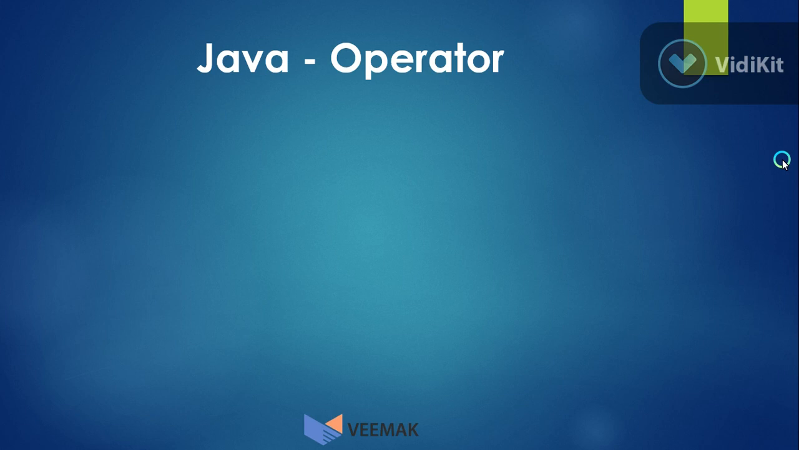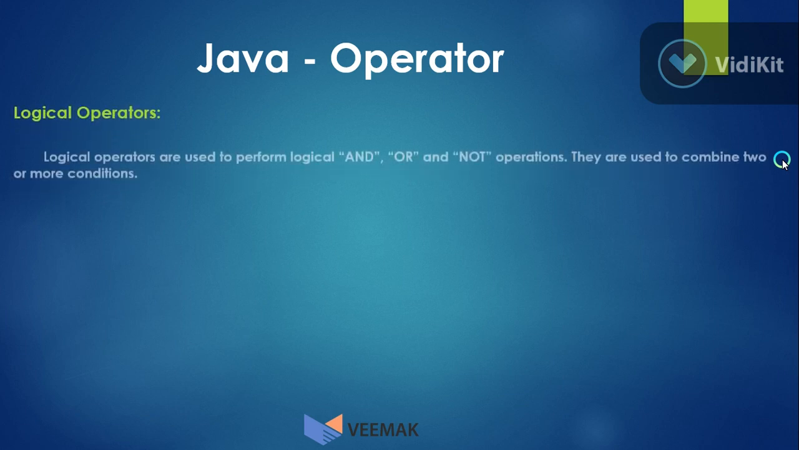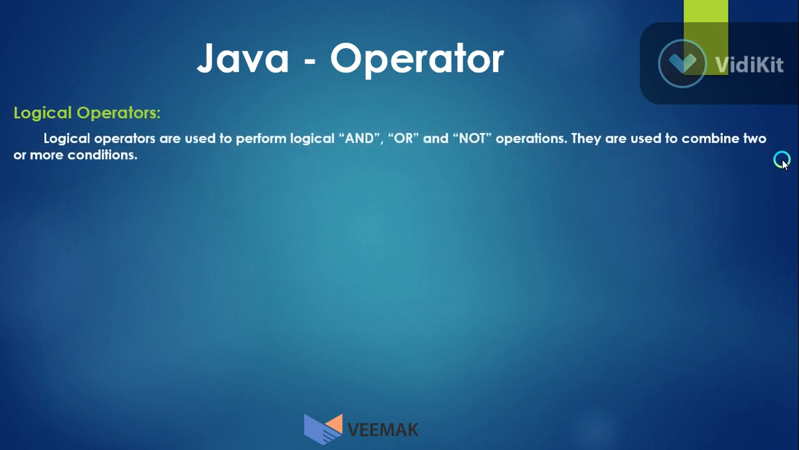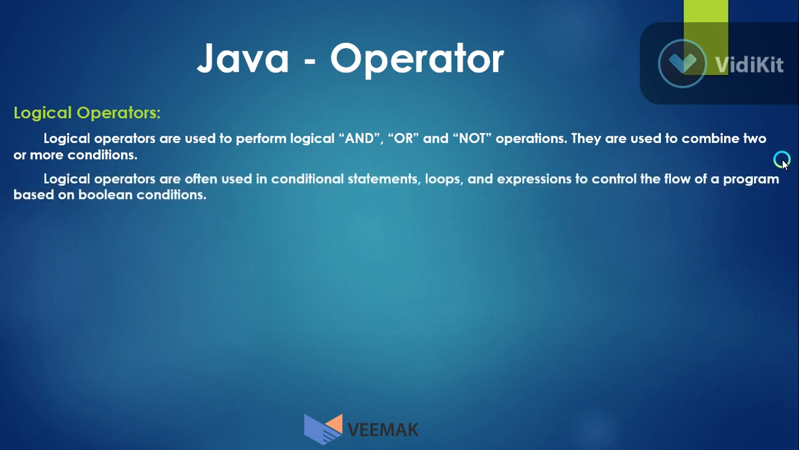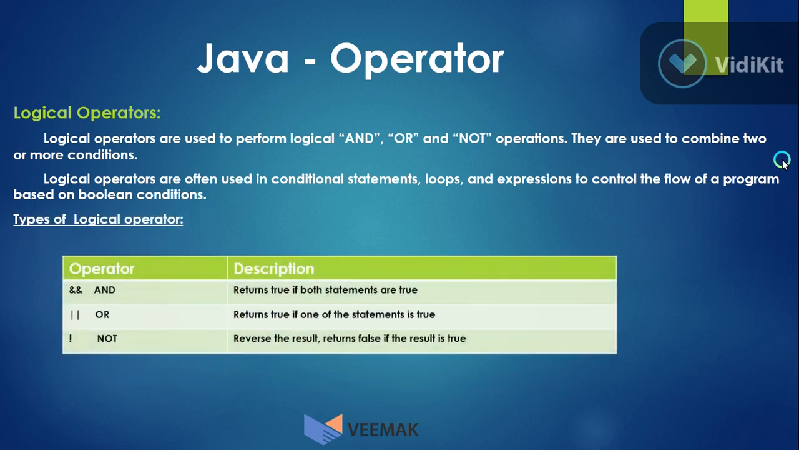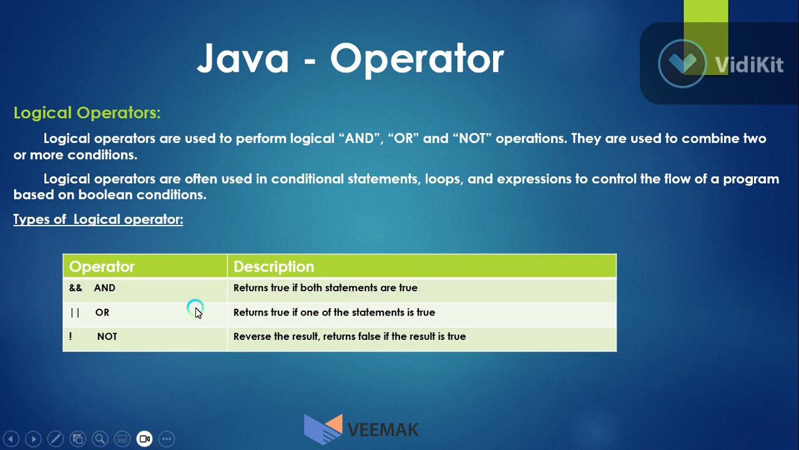Then logical operators. Logical operators are used to perform logical AND, OR and NOT operations. They are used to combine two or more conditions. The logical operators are often used in conditional statements, loops, and expressions, and control the flow of the program based on the Boolean conditions. The types of logical operators are AND, OR, and NOT.